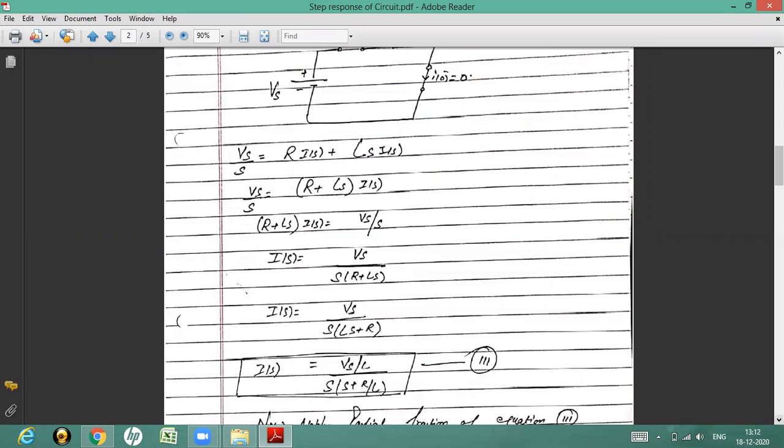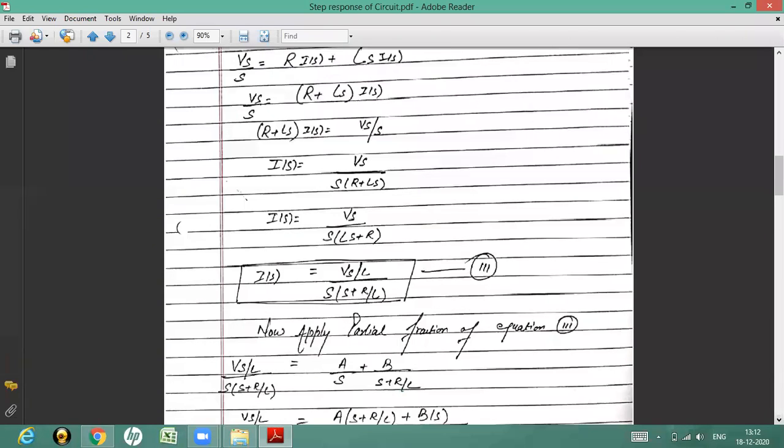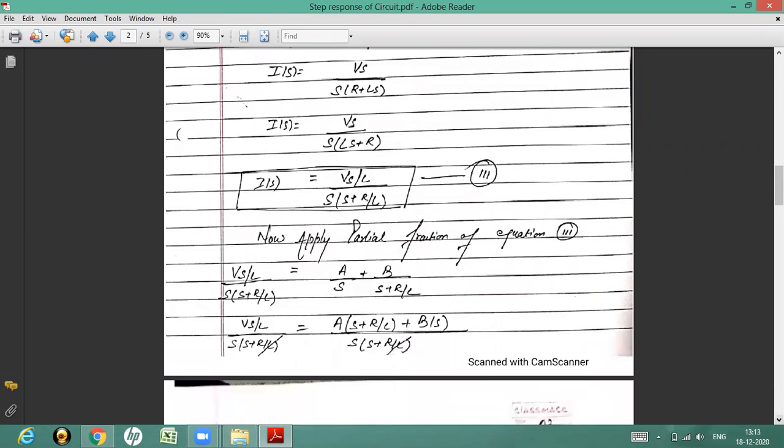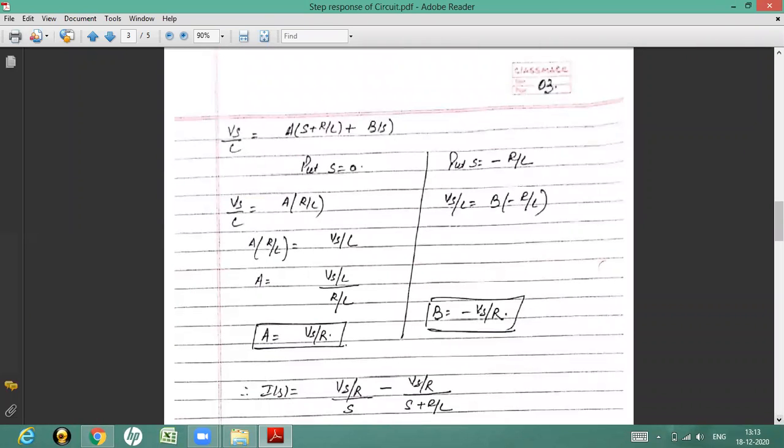Now, you see in your equation number 3, in the denominator, there are two factors. So we have to get a partial fraction. I can apply the partial fraction to equation number 3. The partial fraction of I of S, that is Vs by L upon S into S plus R by L, is equal to A by S plus B by S plus R by L. When you go for the partial fraction by using the substitution method, you can get A is equal to Vs by R and B is equal to minus Vs by R. I can substitute this A and B back into the equation. I of S is equal to Vs upon R upon S minus Vs upon R upon S plus R by L.